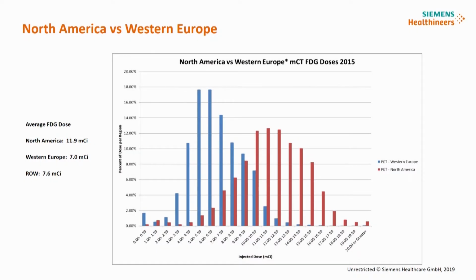Most sites decide the injected activity based on patient weight, but this is taking into account averages across all systems. But if we break that out and look at it on a regional basis, we see that we were seeing much higher doses in the US compared to Western Europe, for example, and the rest of the world coming in only slightly higher, around 7.6 millicurie injected activity.